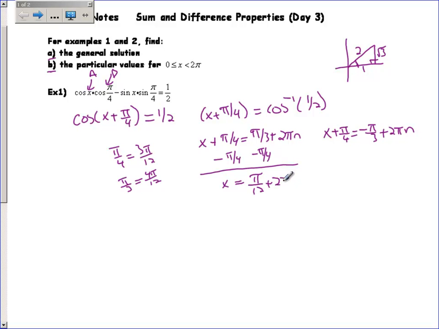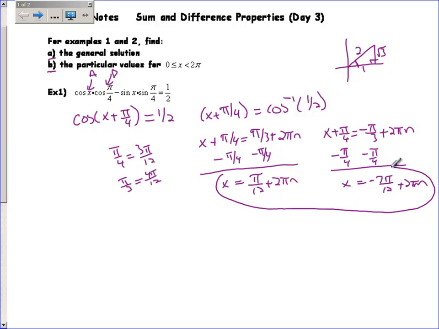Plus 2 pi n. And then when we do the same thing on this side, minus pi over 4 minus pi over 4, I'm going to get negative 7 pi over 12 plus 2 pi n. Okay, there are the general solutions, and that's how I can find the first three positive, all things that we've done before. But my part B does not ask me to find the first three positives.